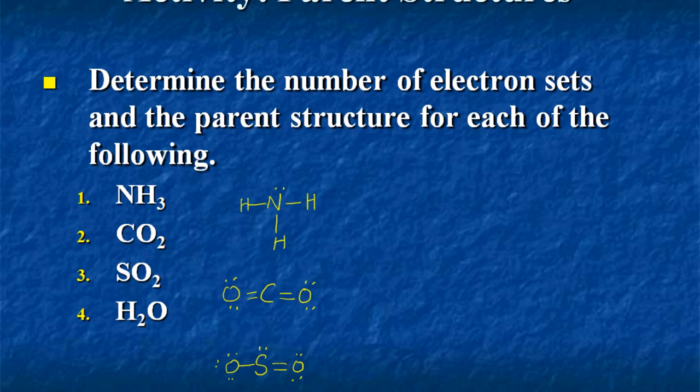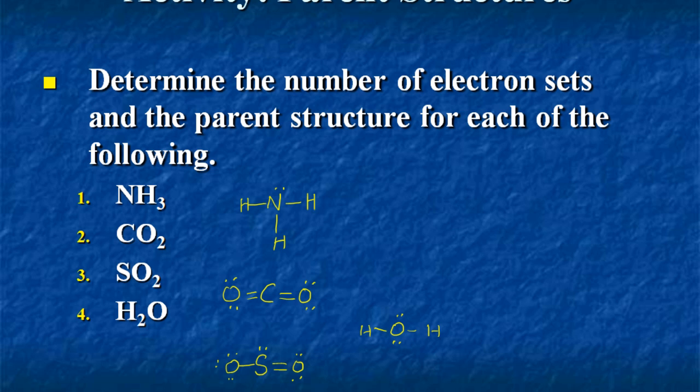SO2 has a Lewis structure with resonance structures, but only one structure is needed for this purpose. So how many electron sets are on SO2? 3 sets: 1, 2, and this is counted as 1, so 3 sets. How about water? O in the middle, H on the sides. How many sets? 4 sets, right? Okay, now let's come up with the names.